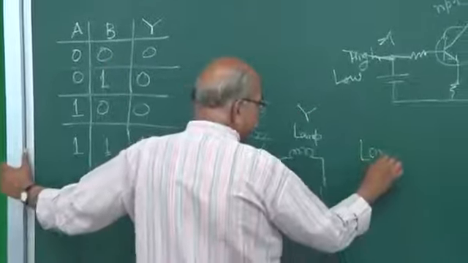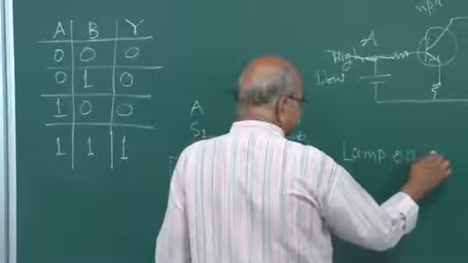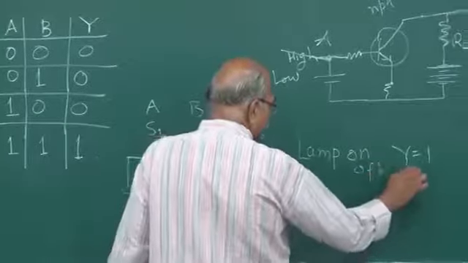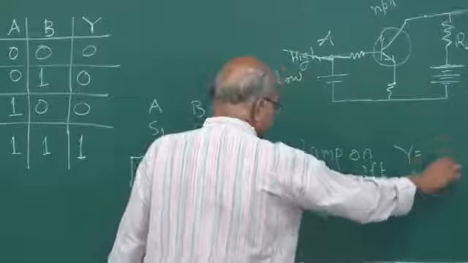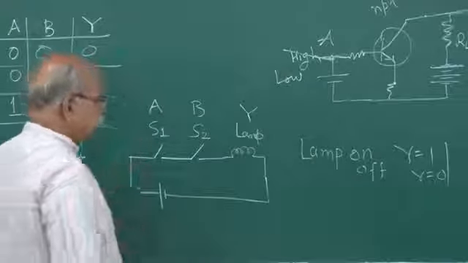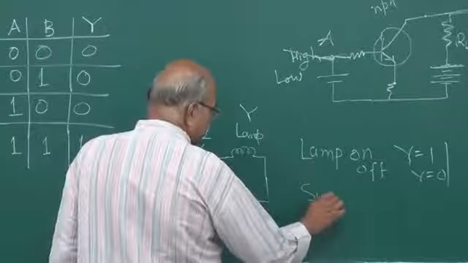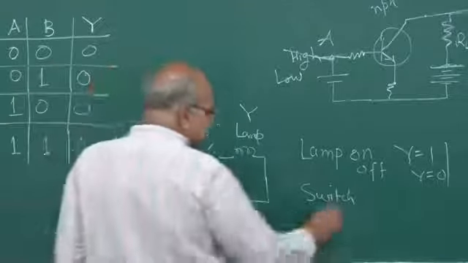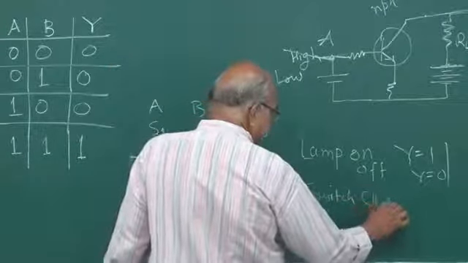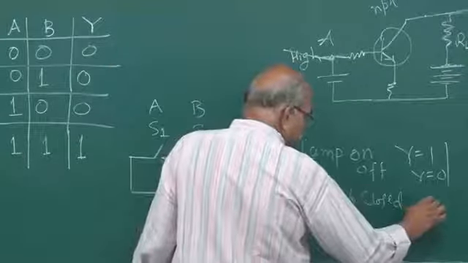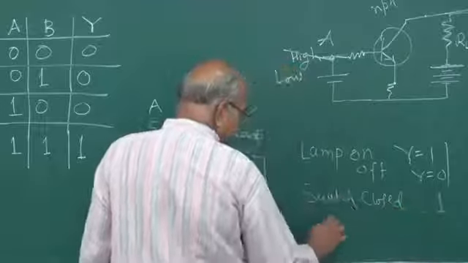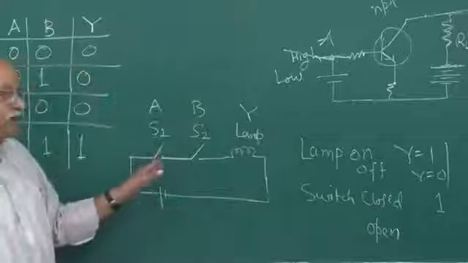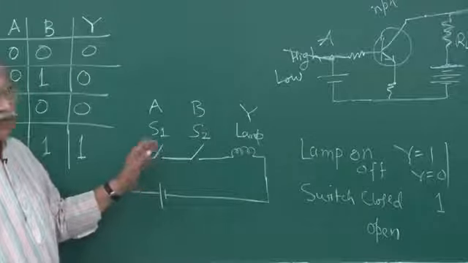Lamp on means Y is equal to 1, and lamp off means Y is equal to 0. That's the output. The inputs are the switches S1 and S2. If a switch is closed, meaning connected, we will call that 1. If the switch is open, as shown in this figure, we will call that 0.